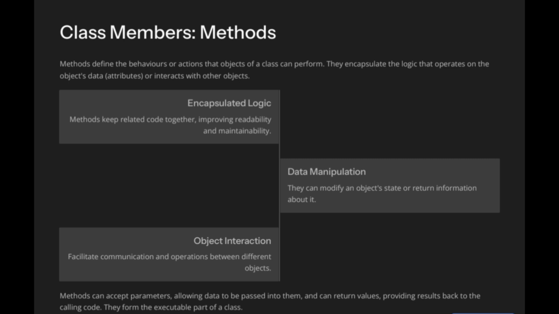Methods define what an object can do. They keep related logic together, making the code easier to read and maintain. Methods can change an object's state, return information about it, and even allow objects to interact with one another. They can also take parameters and return values, making them the executable part of a class.